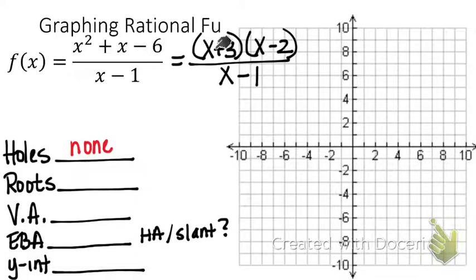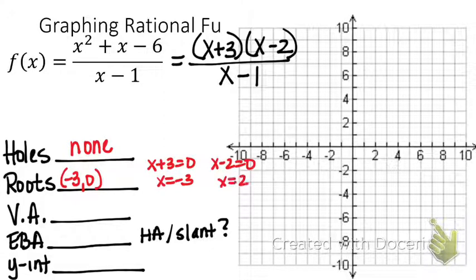At the top, look at the numerator. You have 2 x-intercepts. Set x plus 3 equal to 0, and set x minus 2 equal to 0. For your roots, if x plus 3 equals 0, then x equals -3, so we're going to put a point at (-3, 0). And if x minus 2 equals 0, then x equals 2. All right, let's go ahead and plot both of those: -3 and 2. Okay, where does the paper tell you to look for the vertical asymptote?